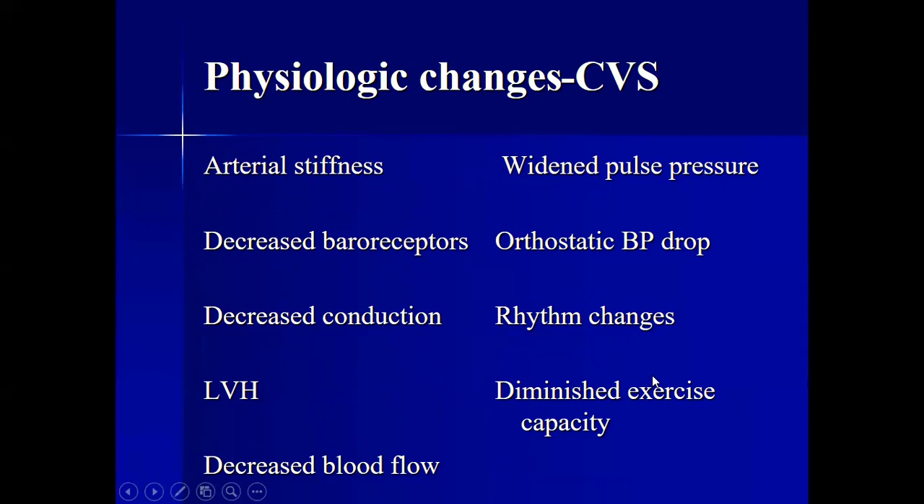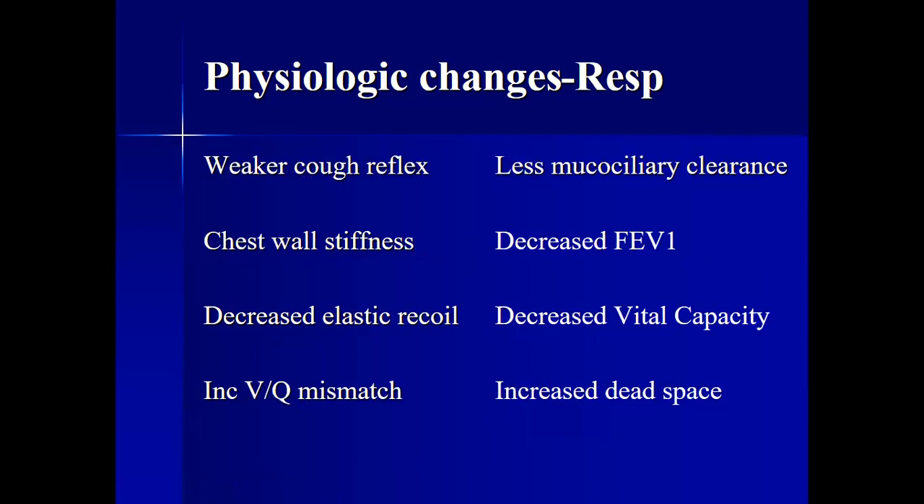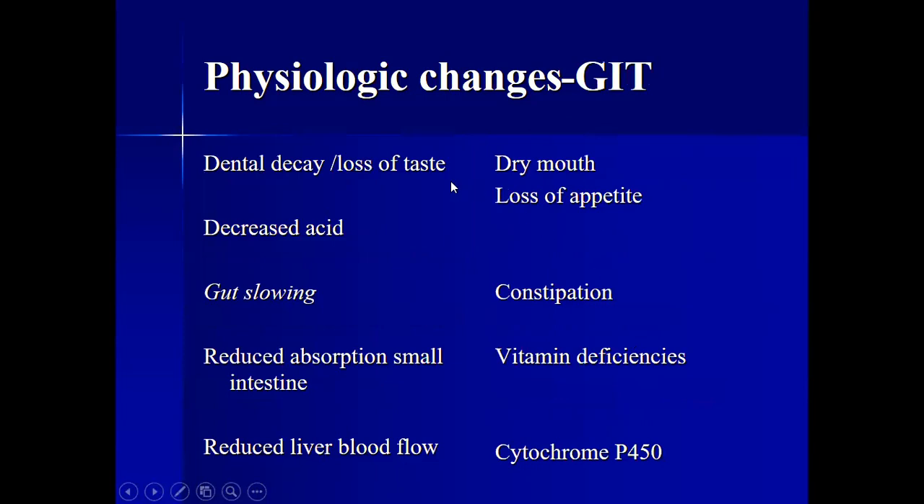So if one has to say, why does the geriatric population have widened pulse pressure, then you should know that it is because of the arterial stiffness, and so on and so forth. So you need to correlate the clinical presentations with your basic aspects. Less mucociliary clearance, decreased FEV1, decreased vital capacity, increased dead space. This is all because of the physiology that is going on here. Gut slowing will lead to constipation. Reduced absorption would lead to vitamin deficiencies.